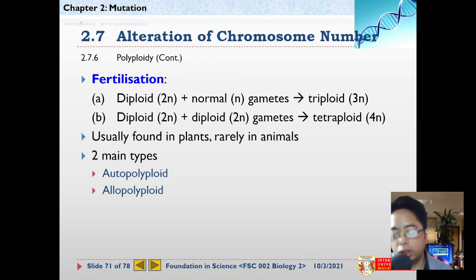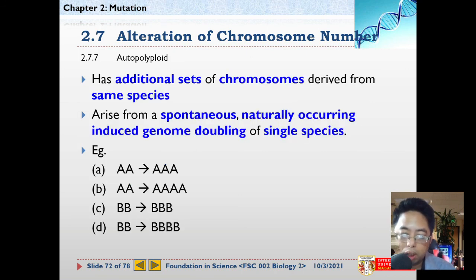Usually you don't find this in animals or humans, you find it in plants. The more ploidy, the bigger and taller they become in terms of growth. There are two main types, autopolyploid and allopolyploid. Autopolyploid is when the additional sets of chromosomes are derived from the same species. They arise from a spontaneous, naturally occurring or induced genome doubling of a single species. You have from A to AA, or maybe 4 A's.